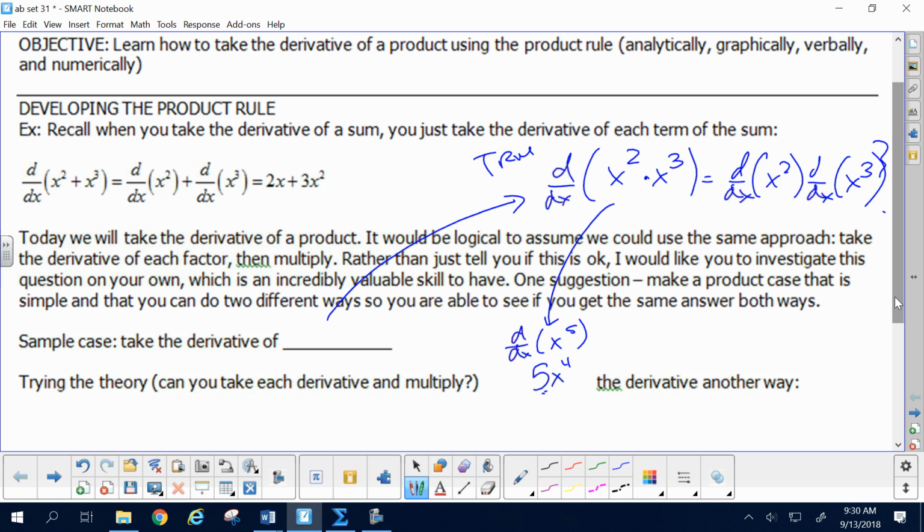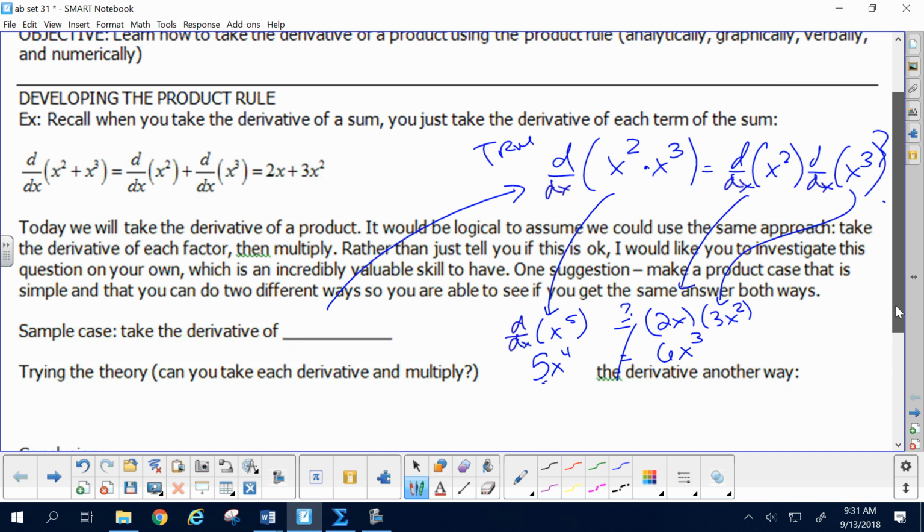What's the derivative of x squared? 2x. What's the derivative of x cubed? 3x squared. So if I take each individual derivative, I actually get 6x to the third. So, is our theory correct? If I take the derivative of a product, I can just take each derivative and multiply later? No, that is not true. That does not work. Products are different. You can't just take this derivative and that derivative and multiply together. You can't do that with products. It doesn't work. Are you with me?